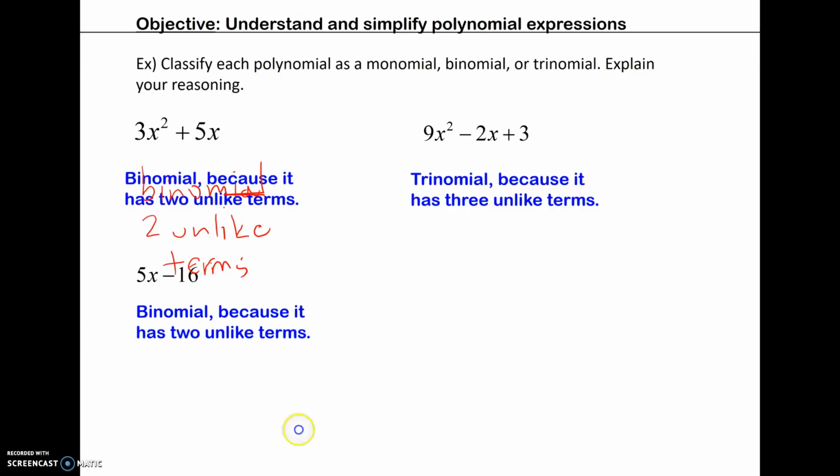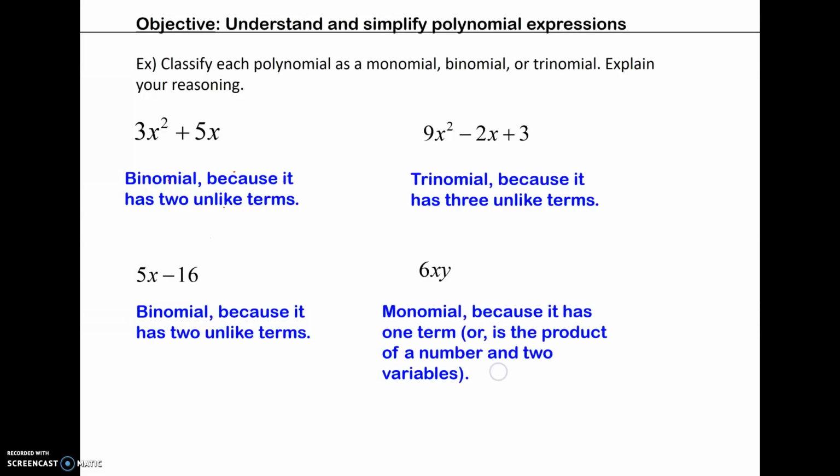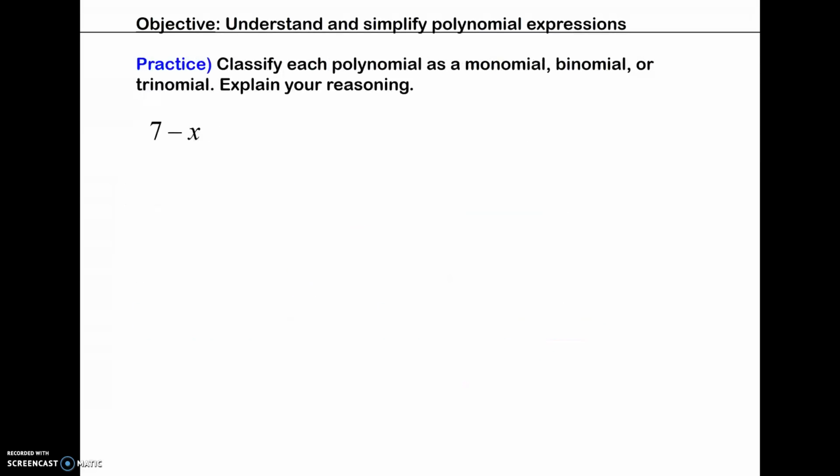Something like this would have to be a binomial because you have 2 unlike terms. I can go ahead and move that out of the way so you can see it now. And then finally, this would be a monomial because you have only one term. You have a real number and 2 variables that you are multiplying. That's what we were focusing on at the beginning of the lesson. That's why it's just a monomial. So I'm going to have you try this one.